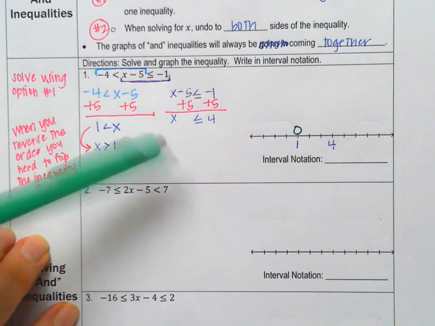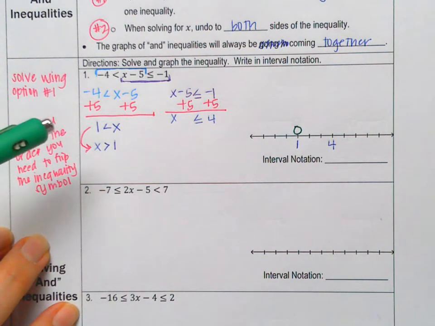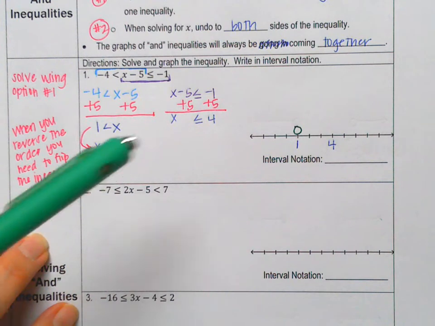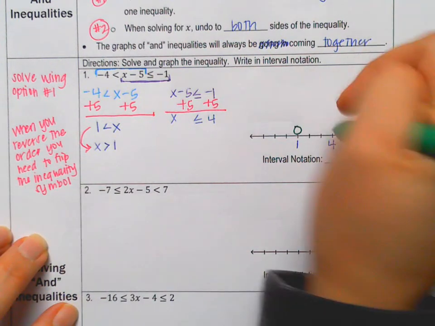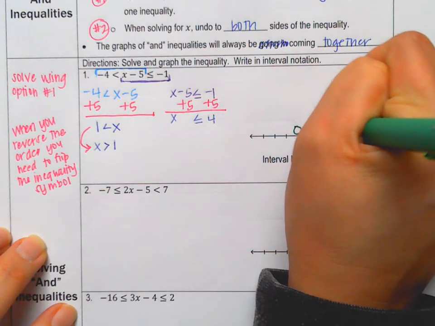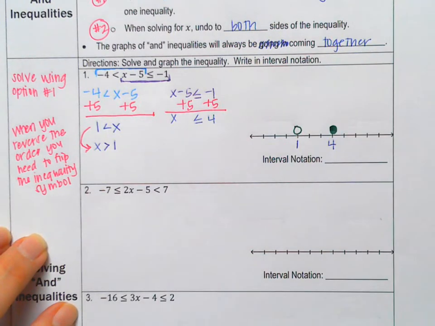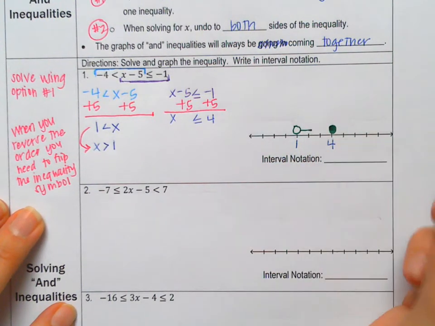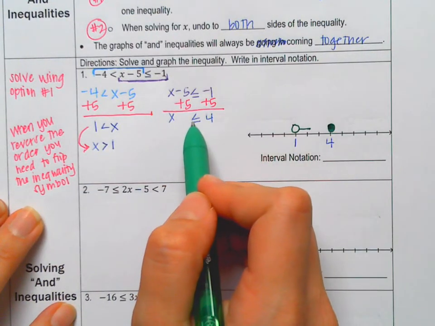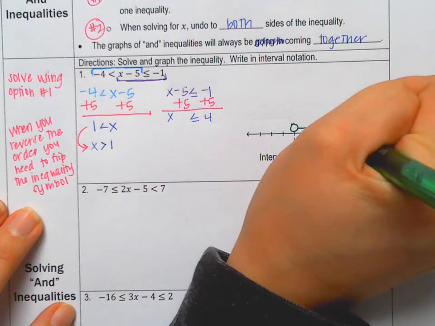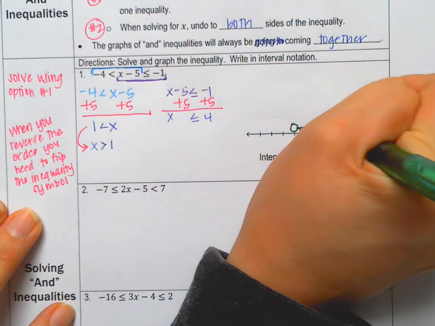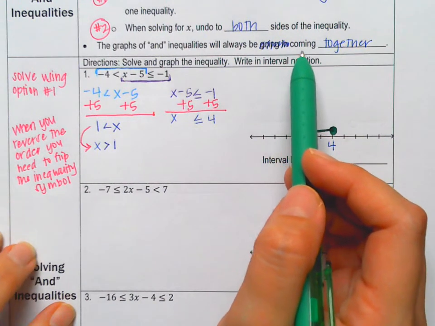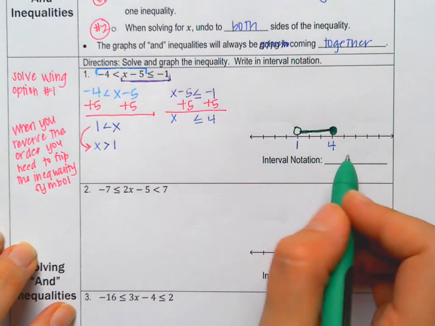And then I'm just going to look at the open and closed for right now. So x is less than or equal to 4. When it's "or equal to," it's always a closed circle. So with x is greater than 1, it's going in the positive direction. And when x is less than 4, it's going in the negative direction. So these are coming together, just like I said up here. The graphs of "and" inequalities will always be coming together.